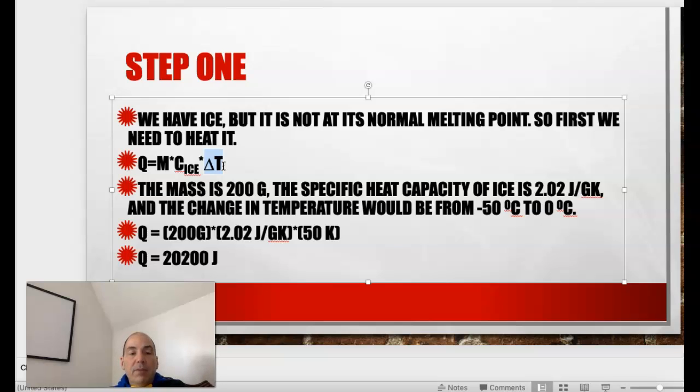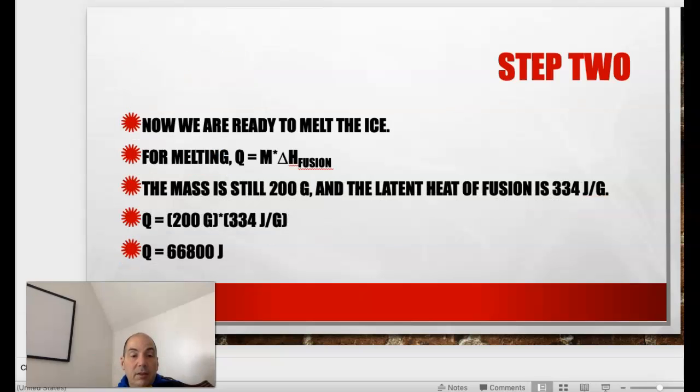So the first step in the process, just to heat up the ice, would take 200 grams times the specific heat capacity, 2.02, times the change in temperature, 50 Kelvin. We would get 20,200 joules. That's just the first step. Now we're at the melting point, so the next thing to do is to melt it. So that's M times delta H of fusion.